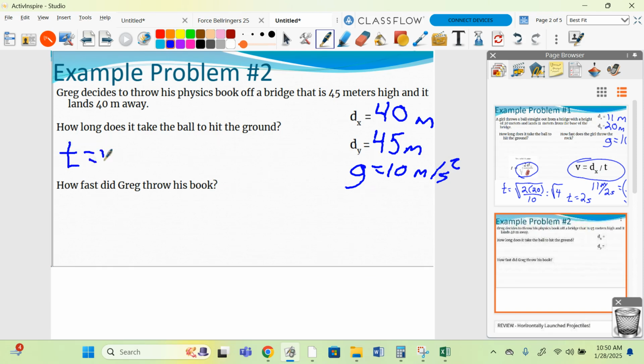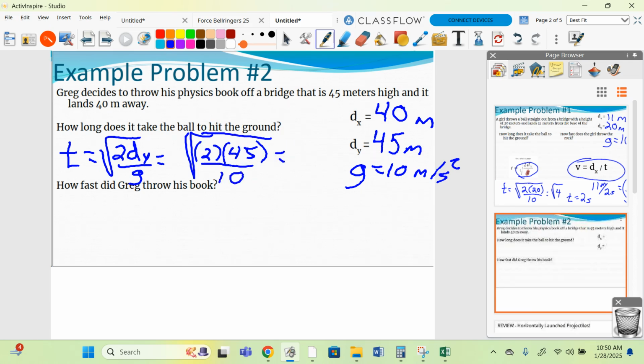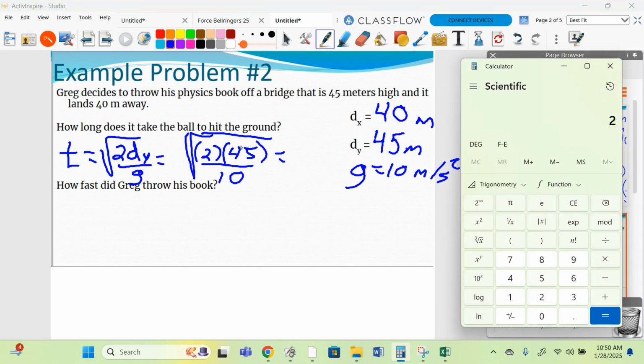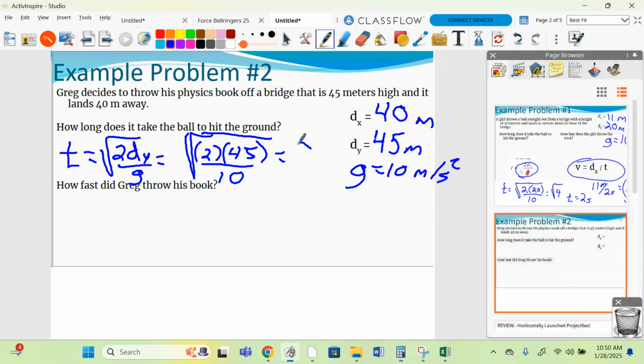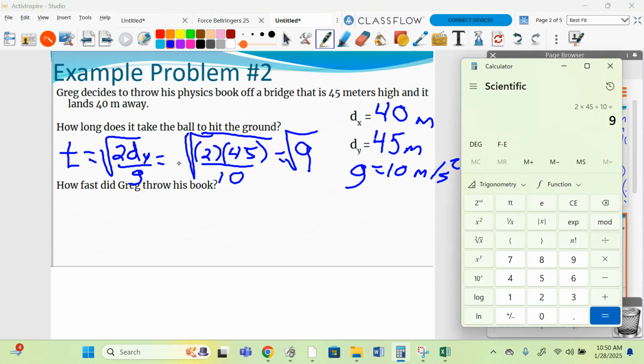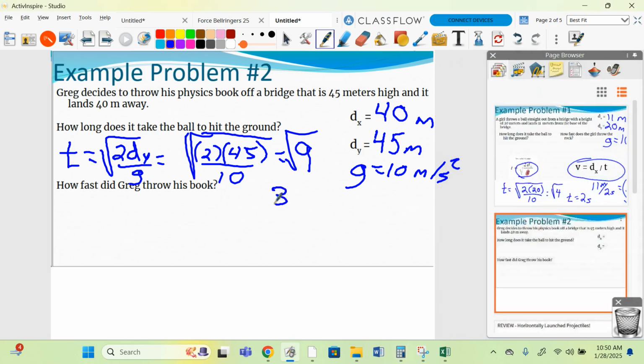Using my equation for free fall: the square root of 2 times my height divided by g. Square root of 2 times 45 divided by 10. 2 times 45 is 90. Divided by 10 is going to give me 9. I can't forget that I still need to take the square root. When I take the square root of 9, I end up with 3 seconds.